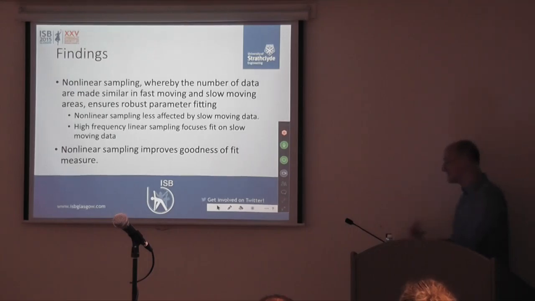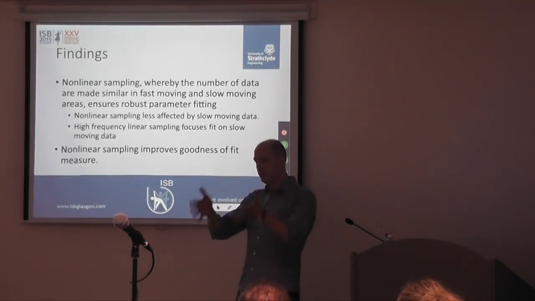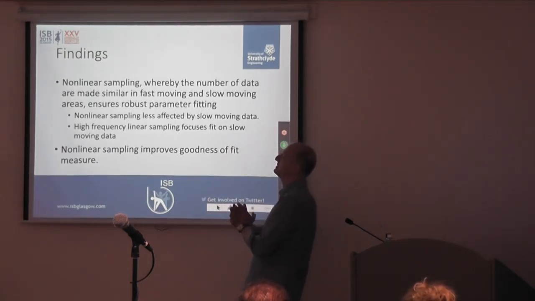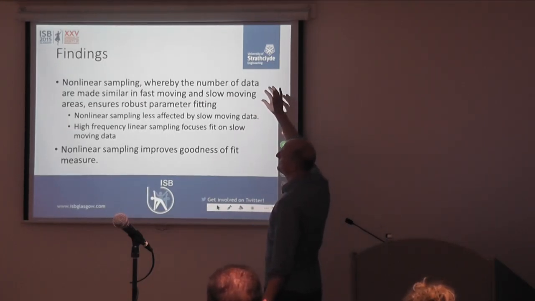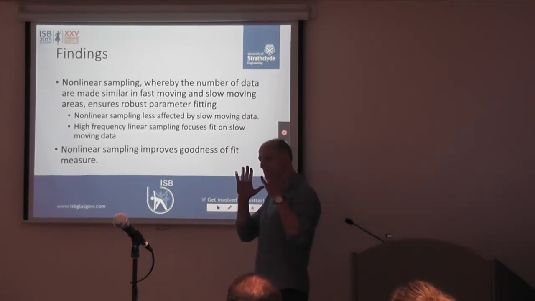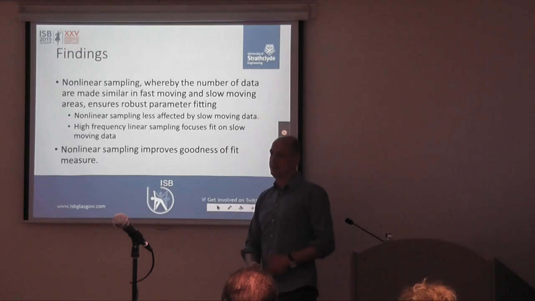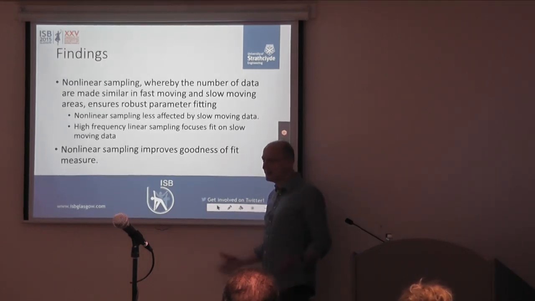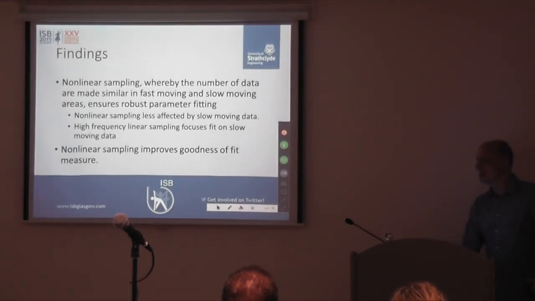And the synopsis of this paper, the finding of the paper, is that where the dynamics are moving fast, you've really got to concentrate your sampling frequency, or your data collection, and it improves the goodness of fit measure. So you really want to tailor things, but how you collect your data varies the parameters that you get out. Again, that's an experimental issue, and I think we've got a difficult discussion as to whether these data are real and appropriate.